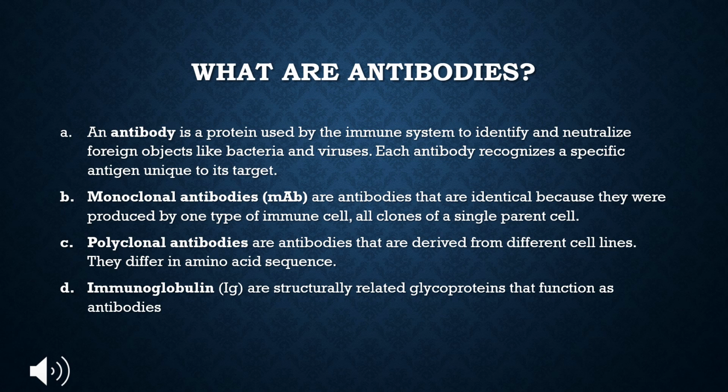Next, we have the term monoclonal antibodies. Mono indicates single. So monoclonal antibodies are cloned from a single parent cell. Whereas the next term is polyclonal. Poly means many. So polyclonal antibodies are prepared from different cell lines. And the next one is immunoglobulins. These immunoglobulins have a structure similar to that of a glycoprotein, and they also act as antibodies.